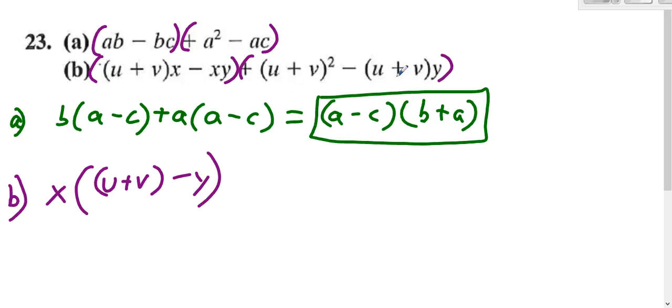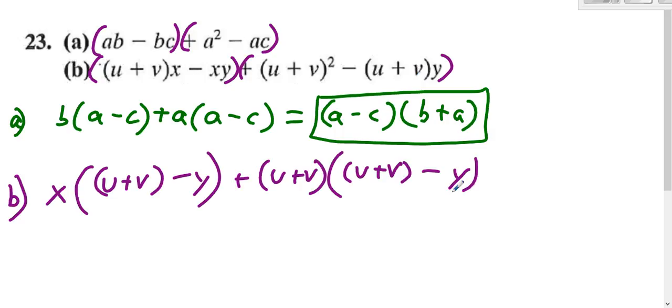Next, we got the U plus V squared and the U plus V Y. So they both have U plus V in parentheses, so that's what we're going to take out. And if you take that out, we're left with another U plus V. Minus, the U plus V is gone, we're just left with the Y. Which is good. Again, the parentheses are the exact same, U plus V minus Y. So that's one of our two factors here. The other factor is the front stuff, the X plus U plus V.